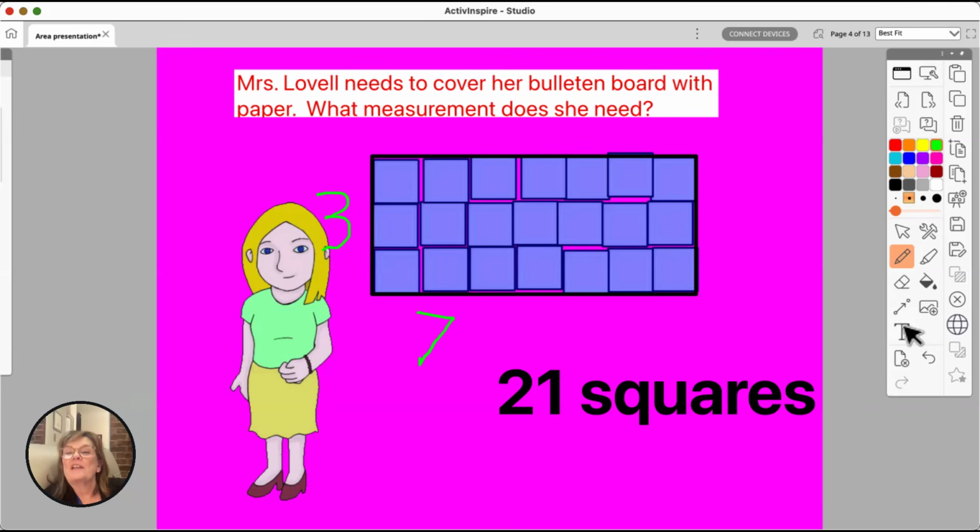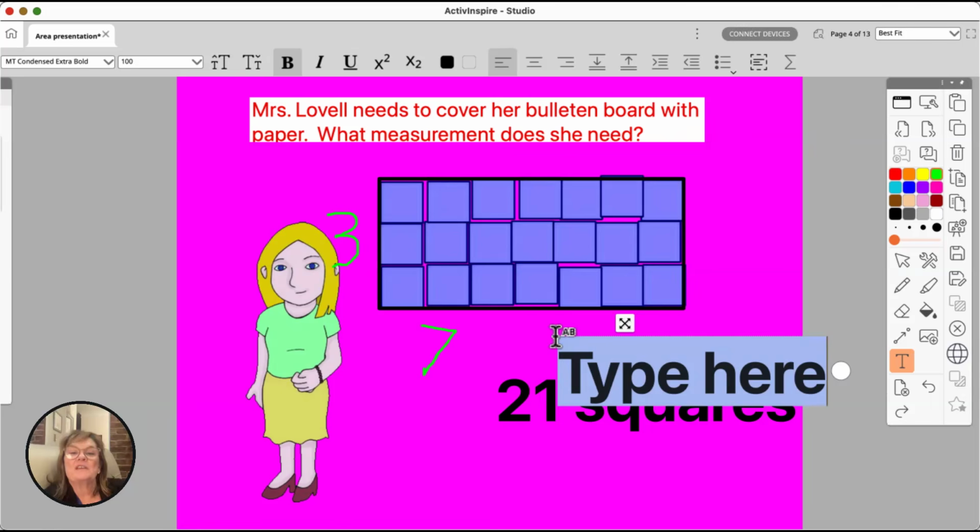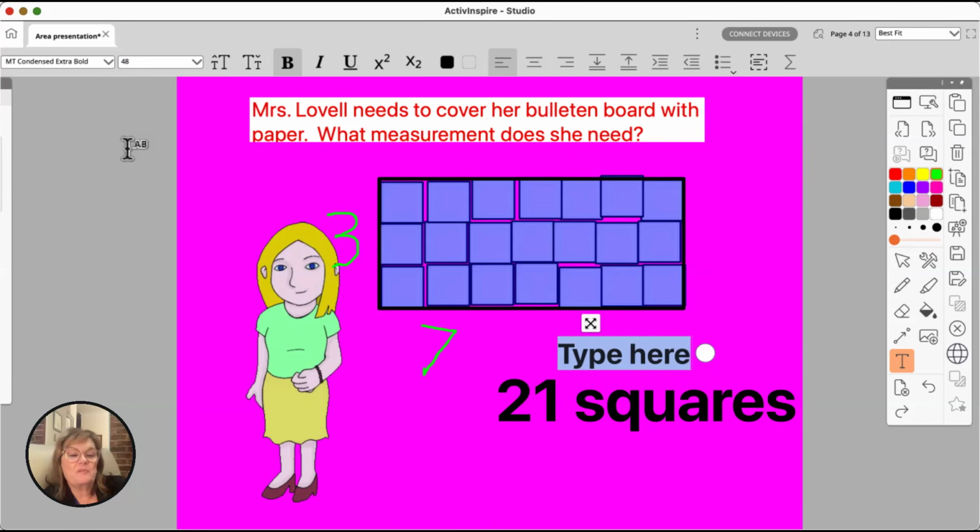And I bet already some of you are starting to notice if I were going to write a multiplication problem, I could say 3 rows of 7 equals 21. So already right now we can see that area has a lot to do with multiplication.